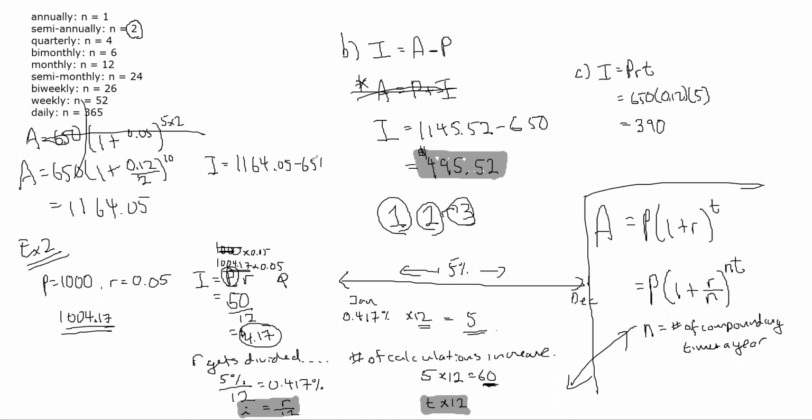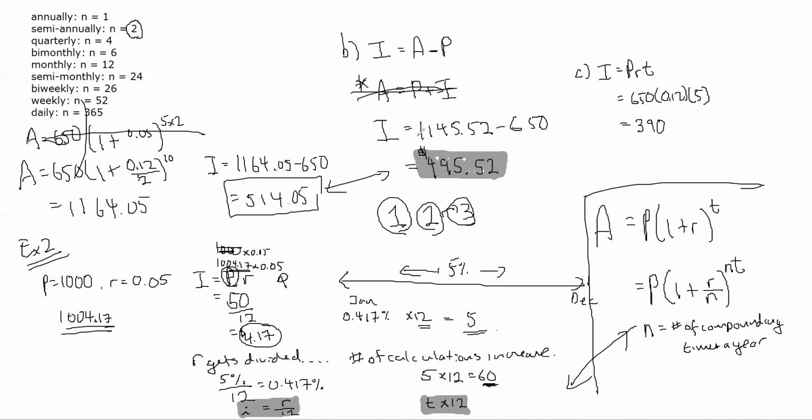If I'm going to calculate interest, that is 1164.05 minus 650. That comes to $514.05. Compare it with our previous value. Because our debt added more debt to it, instead of $495 that Gaston has to pay, he has to pay $514. Okay, it's pretty significant.